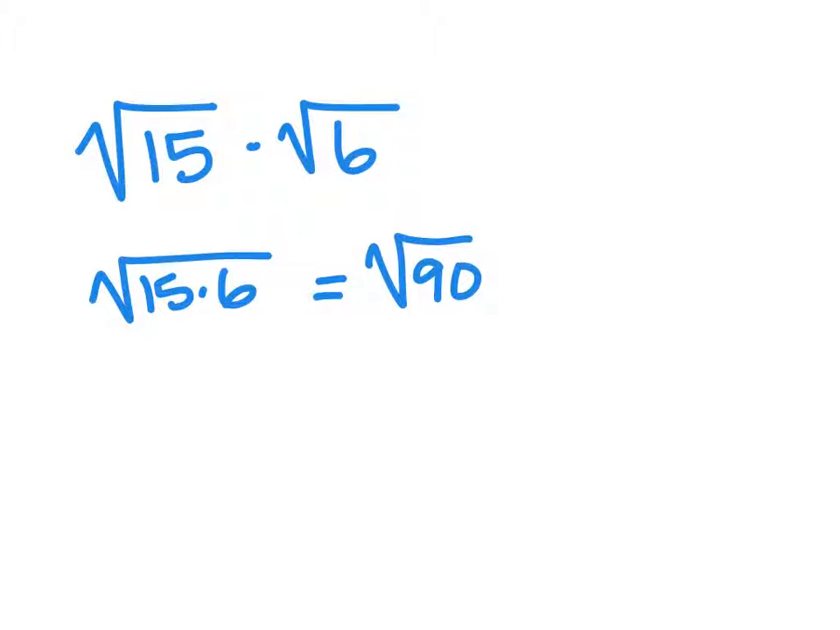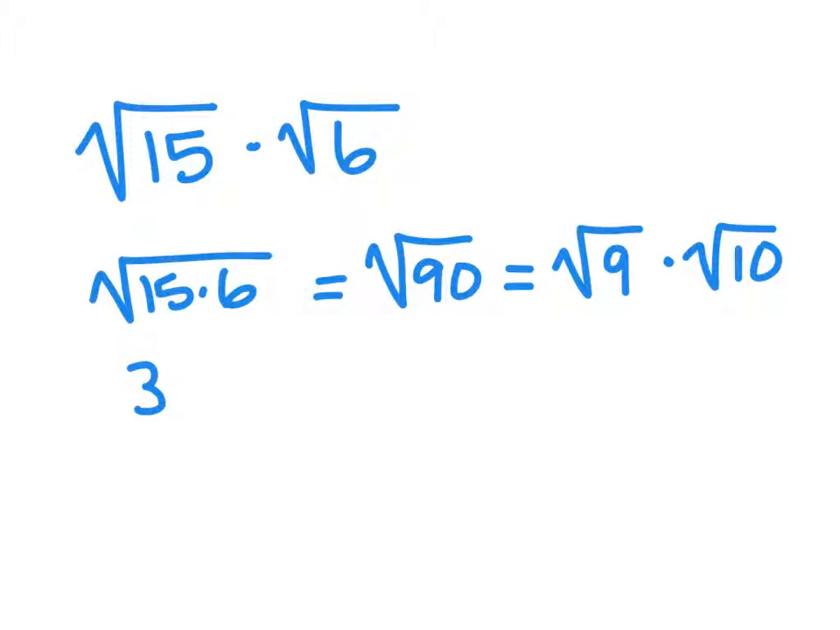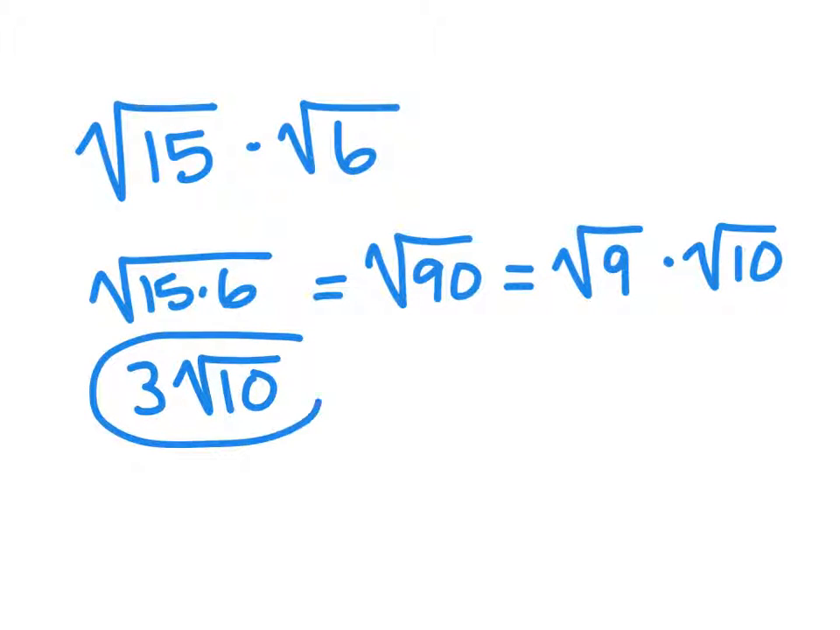We can use the product property of square roots to make this the square root of 9 times the square root of 10. The square root of 9 is 3, and since 10 is not a perfect square, we simply leave this as the square root of 10, giving us the answer of 3 times the square root of 10. Let's try another example.